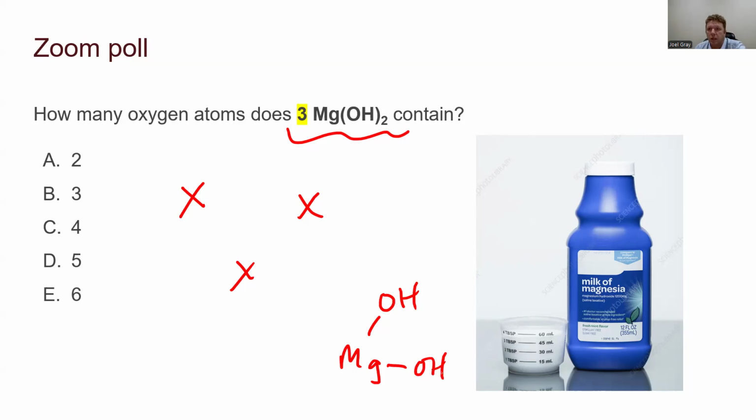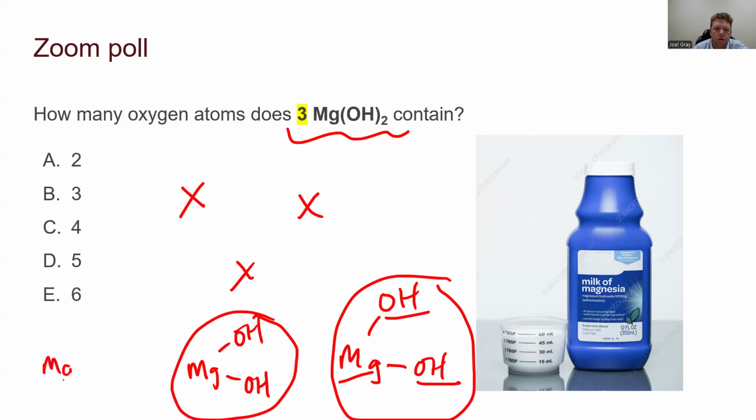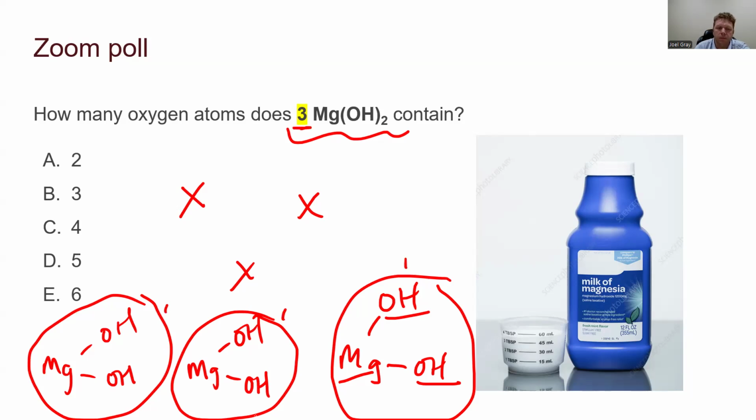Now, is this the most accurate drawing of Mg(OH)2? No, it's not. But Mg(OH)2 is built from 1 Mg, 1 OH, and 1 OH. So if I've got this thing, and I've got 3 of them, I'm going to draw Mg. And just because I'm not a particularly good artist, my drawings or my models of this compound might look a little different from one another. So here's 1, 2, 3. So I've got 3 of them.